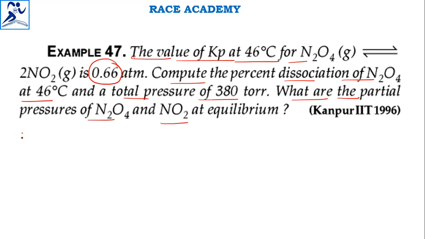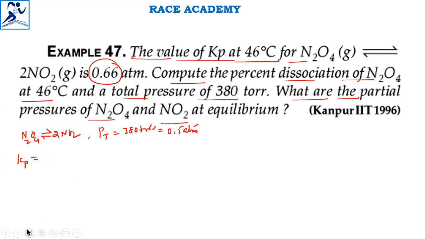The given equation is N2O4 giving nitrogen dioxide, and in this the total pressure they have given is 380 torr. That can be converted into atmospheres by dividing it by 760. That will become equal to 0.5 atmospheres. And at that time, if you find the Kp value, Kp will become equal to the partial pressure of NO2 whole square by the partial pressure of N2O4.